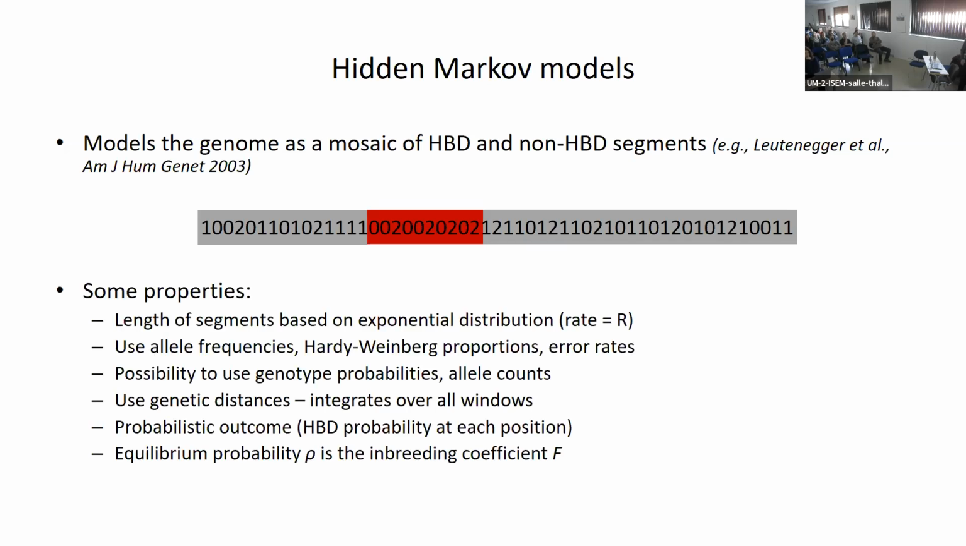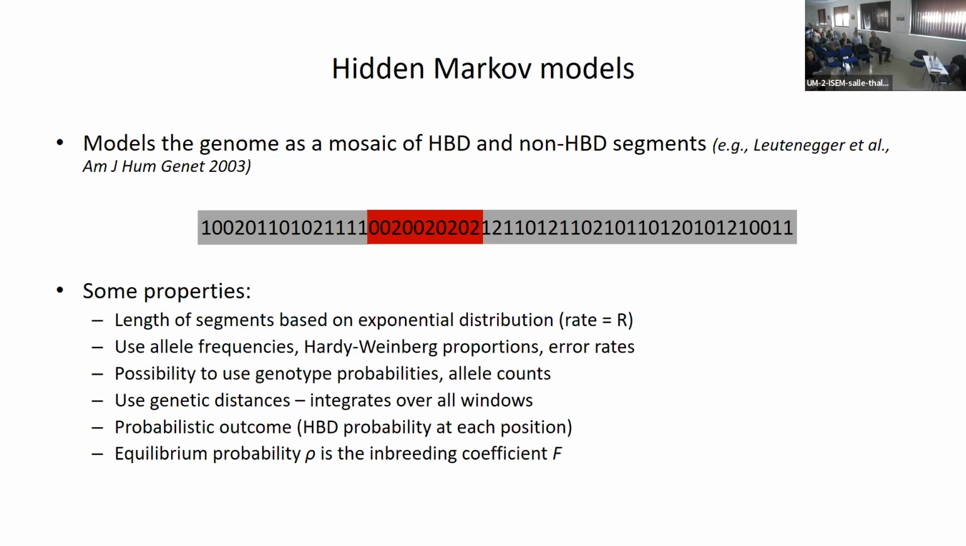So there are some properties in that model. It assumes that the length of segments are exponentially distributed. As the LOD score approach, it uses allele frequencies, Hardy-Weinberg proportions, genotyping error rates. It's easy to extend the emission probabilities to use genotype probabilities or allele counts as we have with sequence data. So we don't need only genotypes. You can work also with low-fold sequencing or things like that.